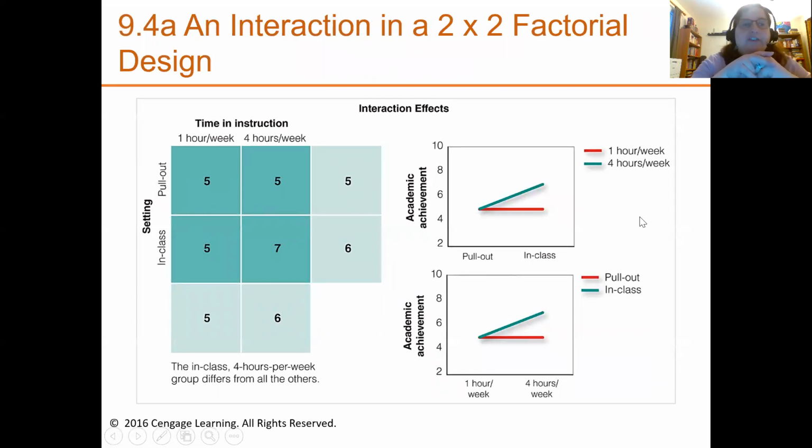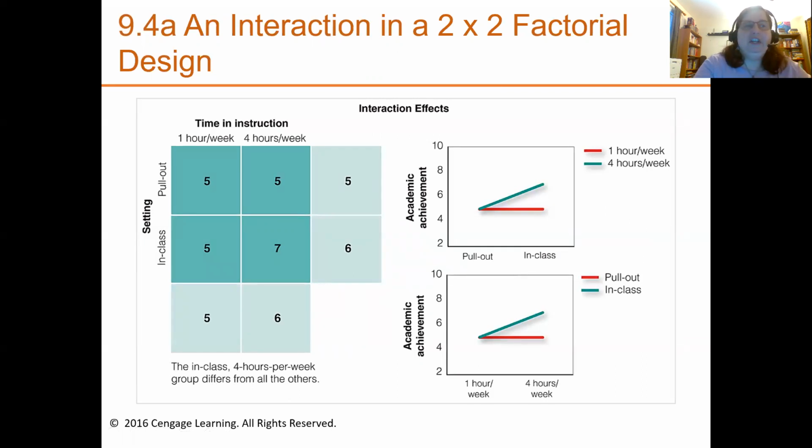Now let's look at an interaction. Well, the only group that's better here is this one. The only way to win is if you're in class and get 4 hours a week of instruction. So when we ask the question, is doing synchronous enough versus asynchronous? No. Is doing 4 hours versus 1 hour enough? No, you have to do both. And you see that reflected here.